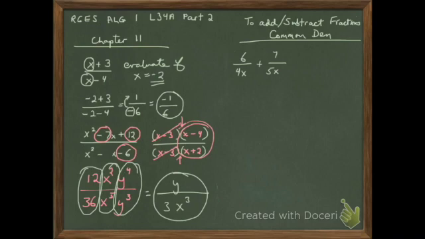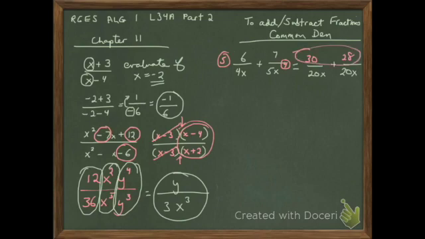My common denominator will be 20x. I could stick it over one numerator, or I could just make it 2 fractions. It doesn't matter. So for 4x, I would need to multiply by 5 to get 20x, 5 over 5, so that becomes 30. For 5x, I would need to multiply by 4, so I need to multiply both the numerator and the denominator. 4 times 7 is 28.